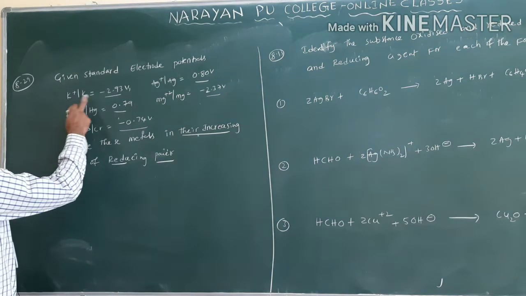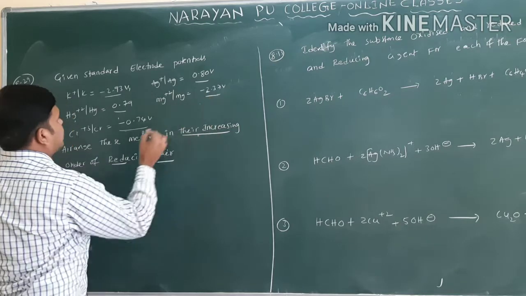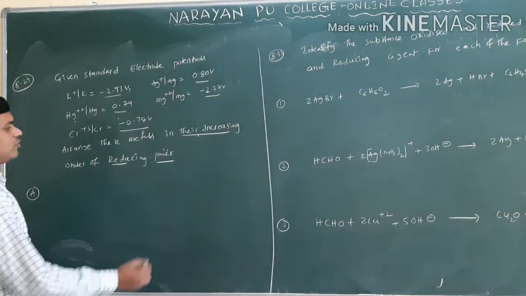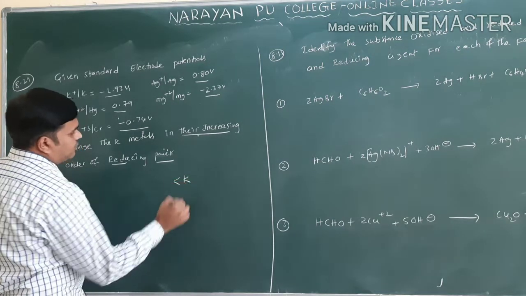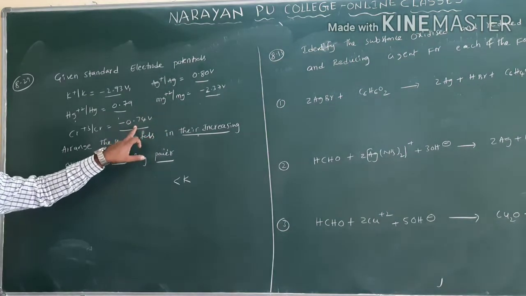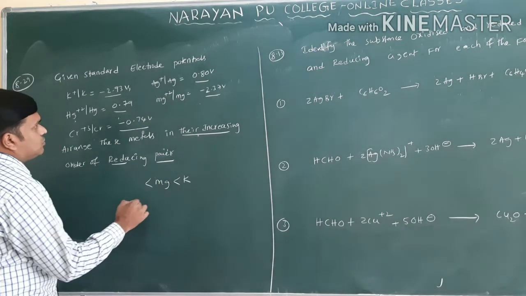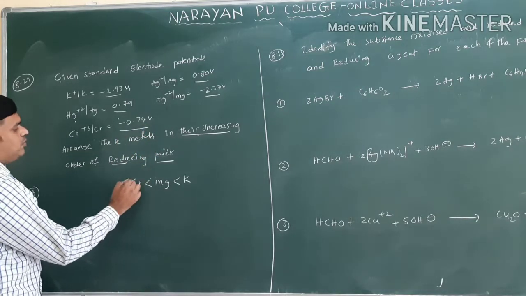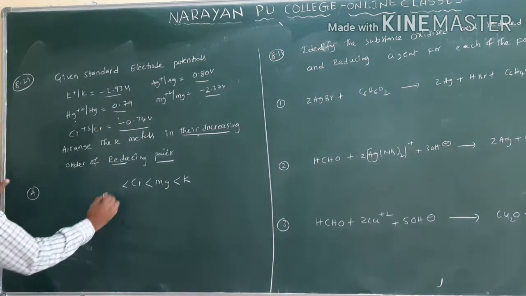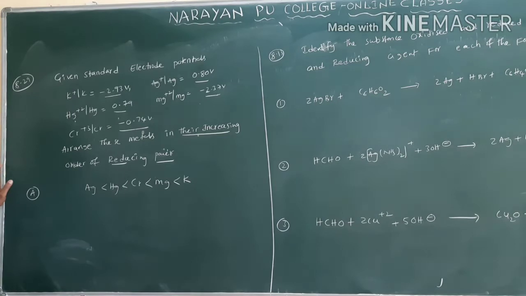Here potassium has minus 2.93, a negative value. Then minus 2.37 and minus 0.74. The highest reducing power is for potassium. After potassium, magnesium has the next lower value, and after magnesium we have chromium. After chromium you can see mercury is there, and then silver. So mercury is less than silver.